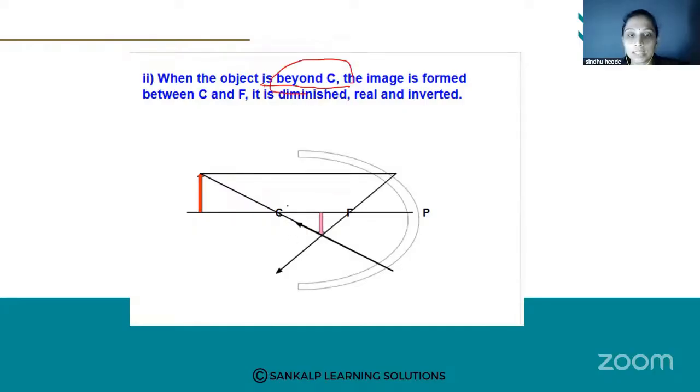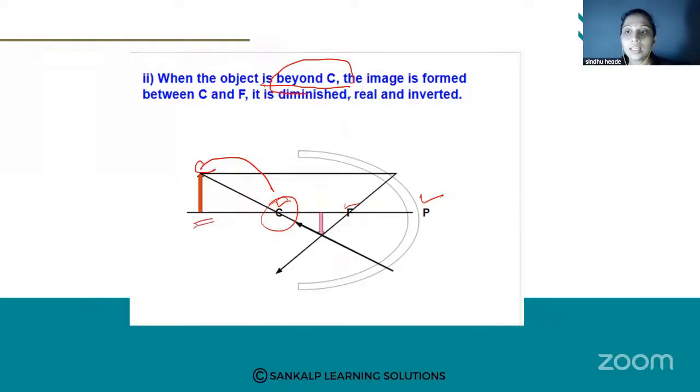Object is placed beyond C. See students, just observe this image. See, this is point C and this is F and this one is P. Here the object is placed beyond the point C. See, this is the object.